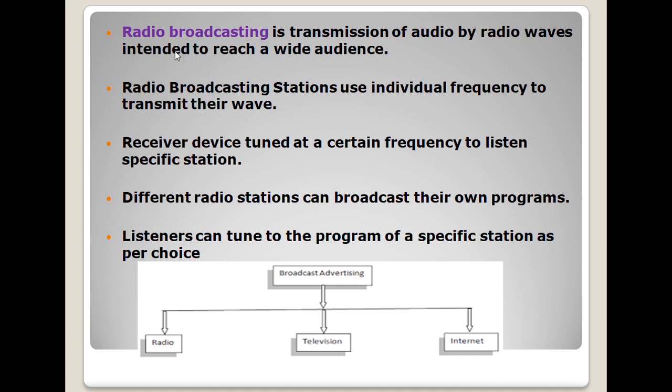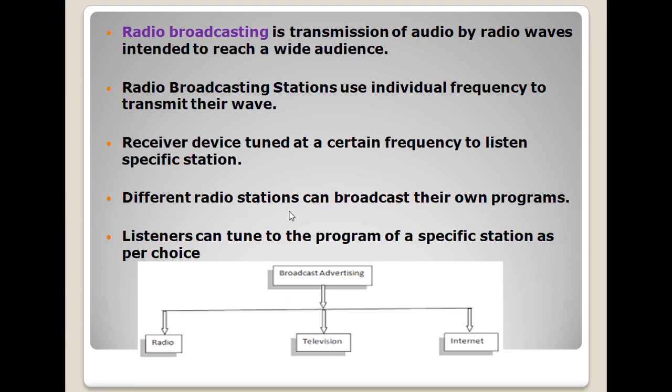Now, what is radio broadcasting? Radio broadcasting is the transmission of audio by radio waves intended to reach a wide audience. This is a simple definition. Radio broadcasting stations use individual frequency to transmit their wave. Okay, different stations use different frequencies. Receiver device is tuned at a certain frequency to listen to a specific station.